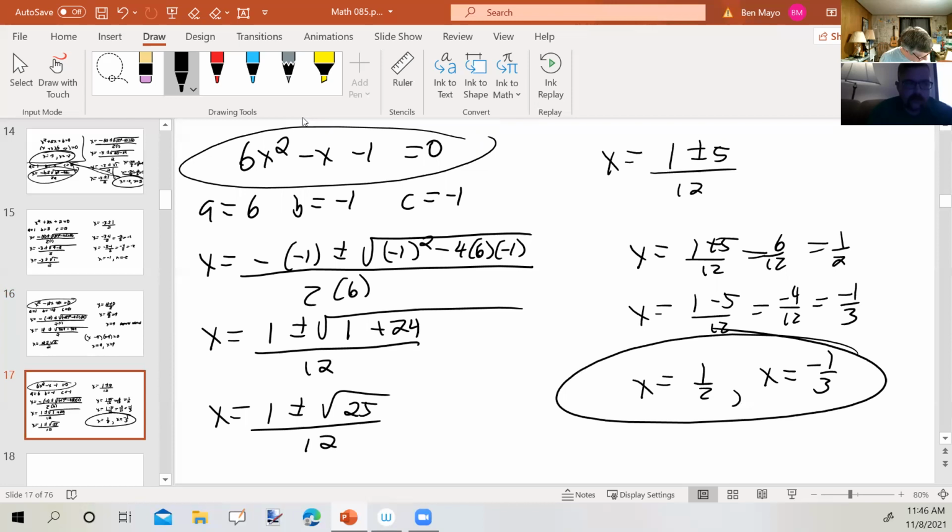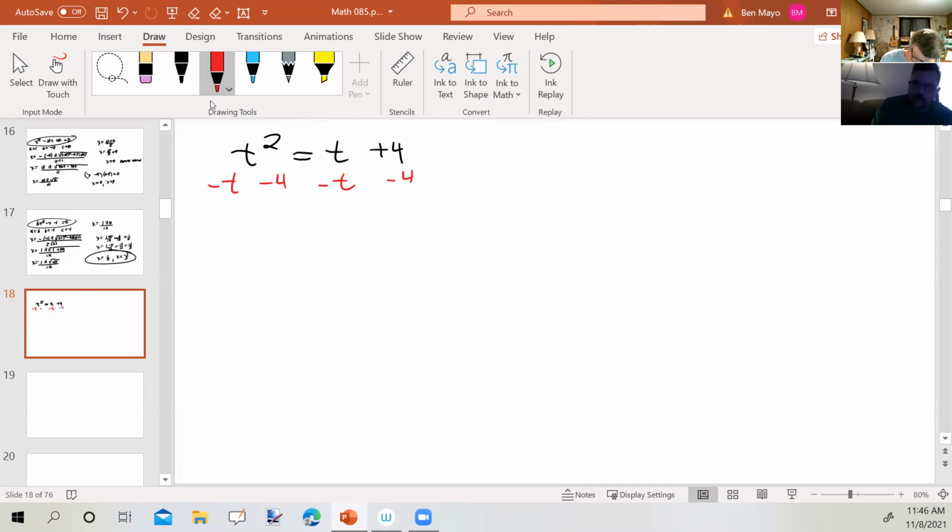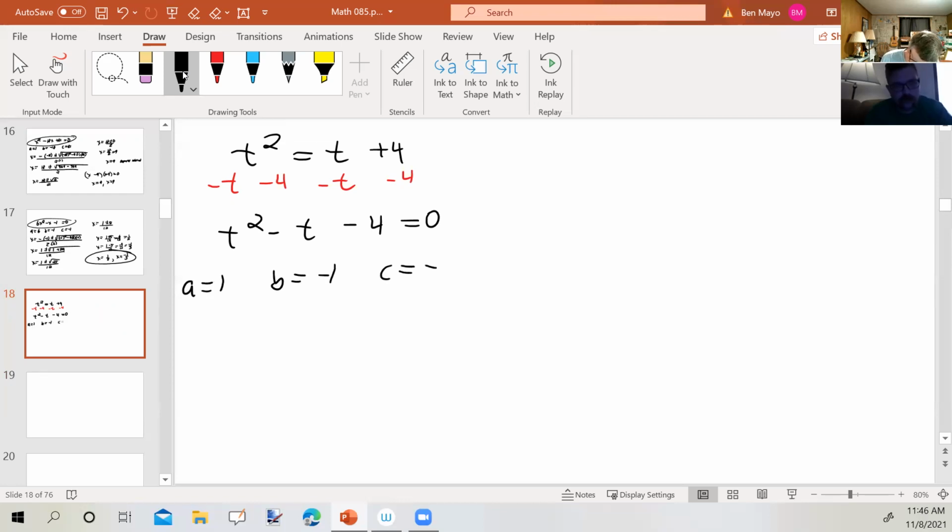Now, let's take a look at one that doesn't factor. t squared equals t plus 4. I'm not going to go through the steps because I would fail if I tried to factor it using rational numbers. But I can solve it using the quadratic formula. I'm going to subtract t and subtract 4 from both sides of the equation to put this quadratic equation in standard form. So now a equals 1, b equals negative 1, and c equals negative 4.